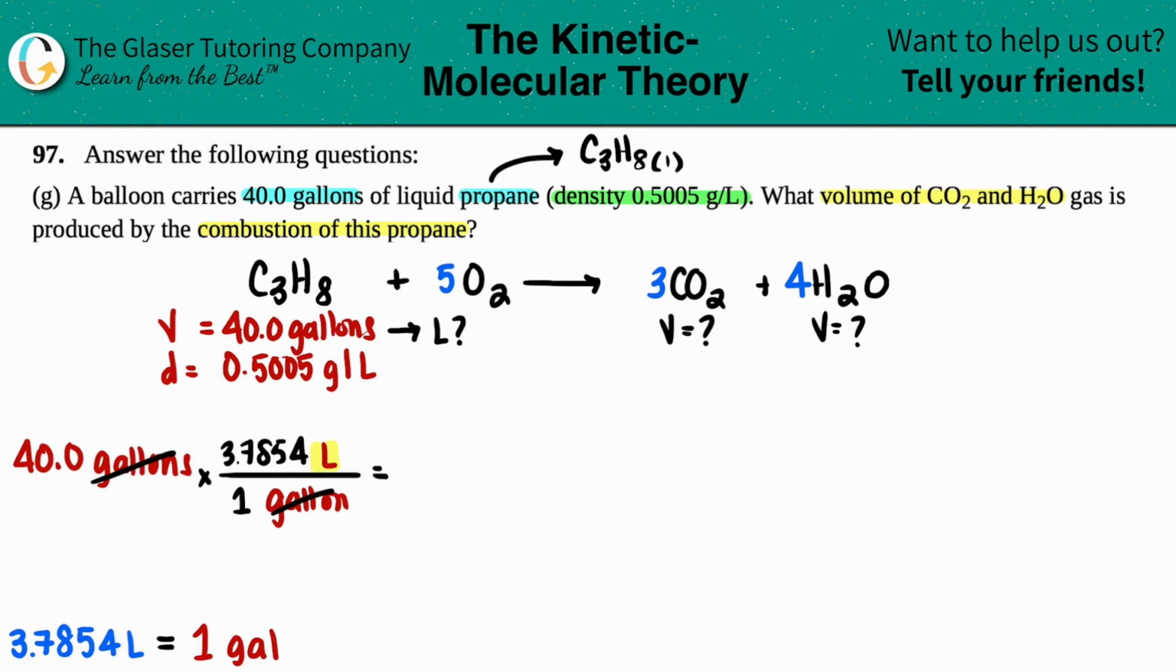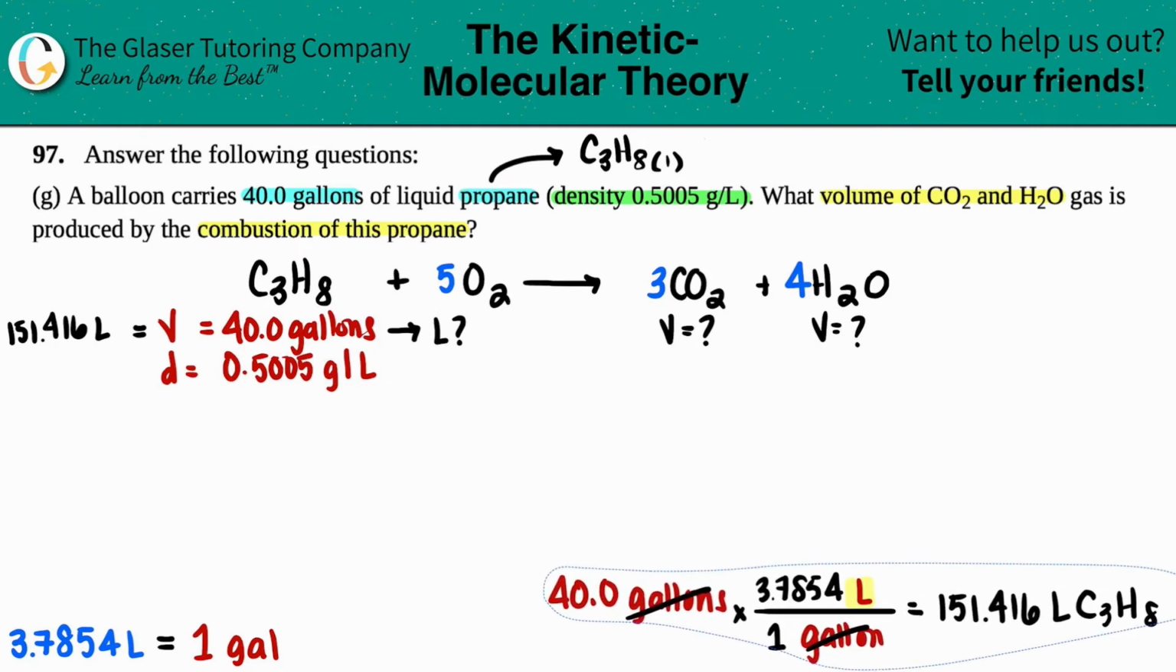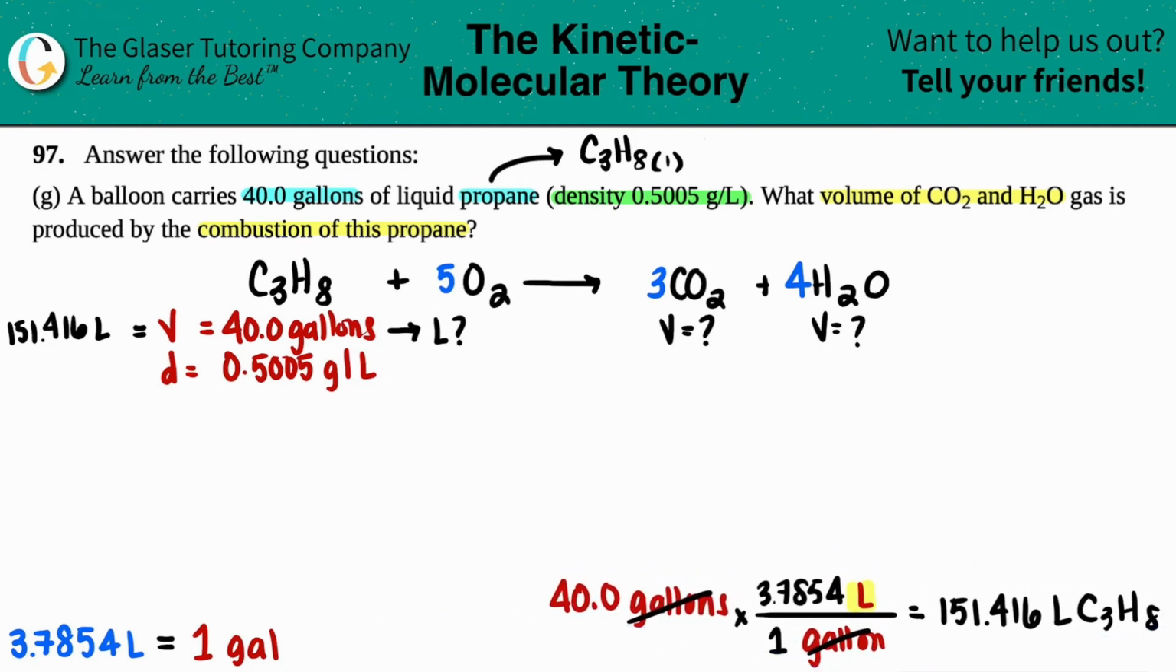So all we got to do is times 40 times 3.7854. This is not the full answer, so I'm not going to round it. So I have 151.416 liters of the propane, C3H8. So I'm just going to put that over here. So this is the same thing as 151.416 liters. Okie dokie. Now, maybe I probably need to put this somewhere. Maybe I guess we'll put it over here. I think that gives us a little bit of room.